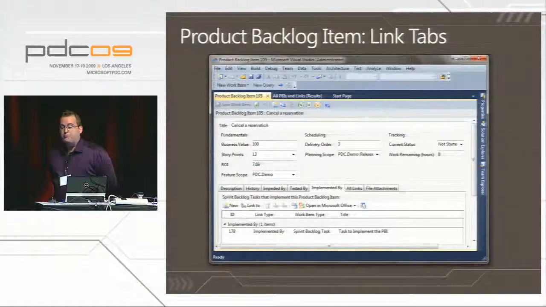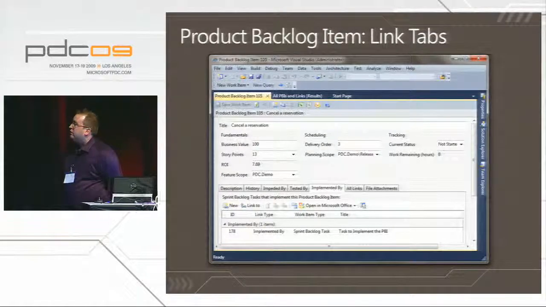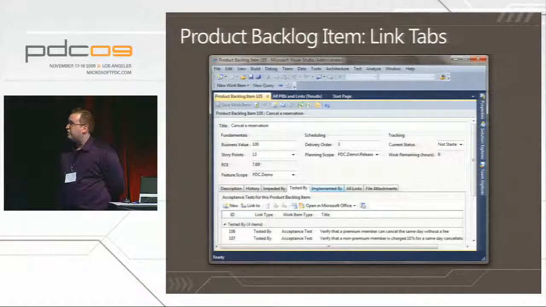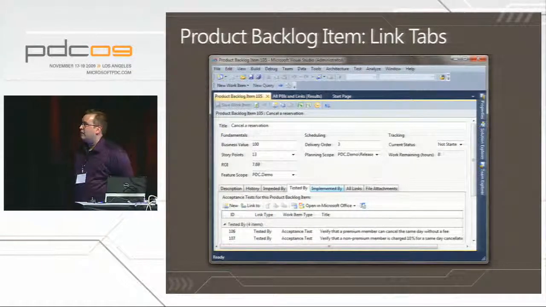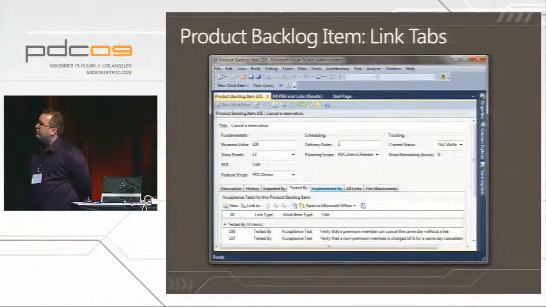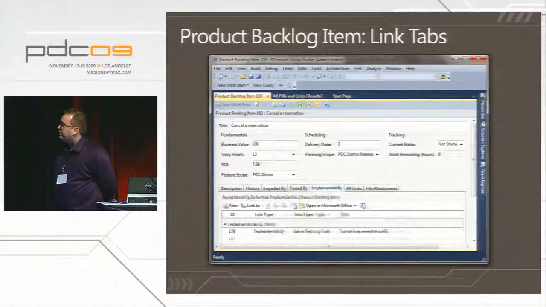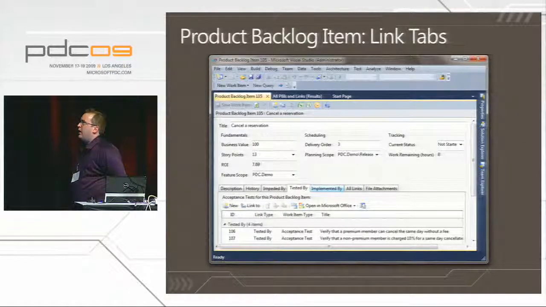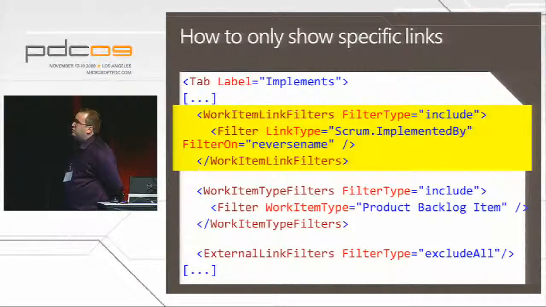So when we look at the form that we've used, we've simplified in some ways the product backlog item into the tabs that you can see there. We have an implemented by tab, we have a tested by tab, and they both show the work item type specific to the link. So we have a product backlog item there. If I just go back a second, implemented by, we can see the sprint backlog tasks that implement that product backlog item. So how do we filter specifically those work items so they only show up in the links?